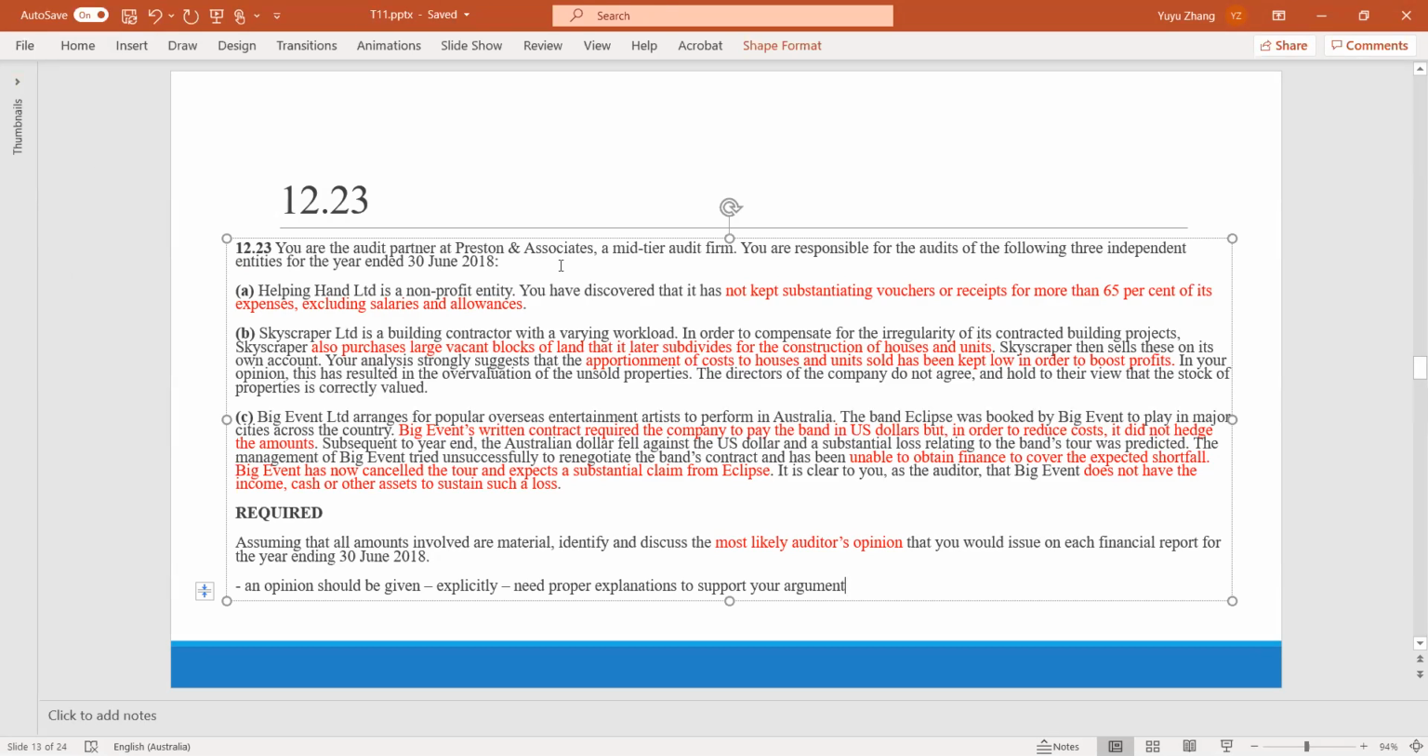All right, let's see the first one. Helping Hand Limited is a not-for-profit organization. You discovered it doesn't keep substantiating vouchers or receipts for more than 65% of the expenses, excluding salary and allowances. Remember, you have 5 or 6 options of the types of opinions, right? Could you remember this case and then go back to the previous slides?